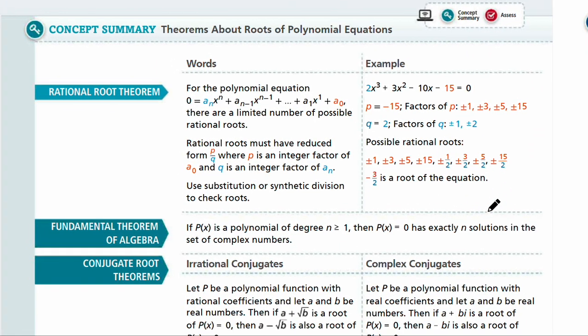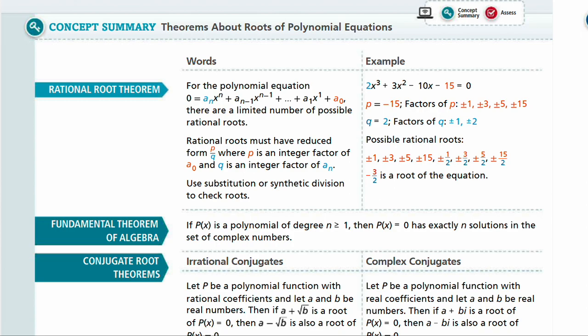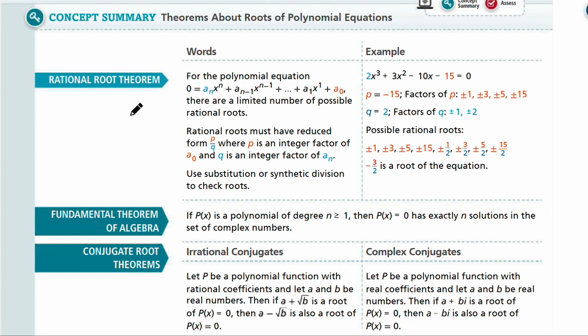If you look at the concept summary on the next page, you'll see the theorems about roots of polynomial equations that we looked at in this lesson. The rational root theorem says that for any polynomial equation that looks like this, there is a limited number of possible rational roots, and it's related to the degree of the function. The rational roots must have reduced form p over q, where p is an integer factor of the constant term and q is an integer factor of the leading coefficient. And then you can use substitution or synthetic division to check roots.